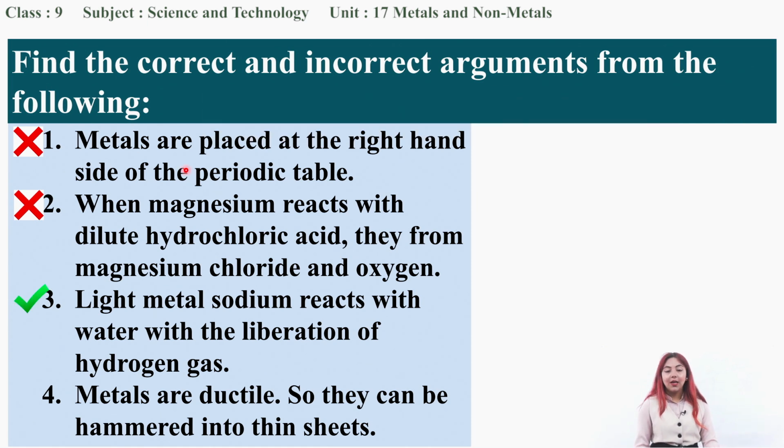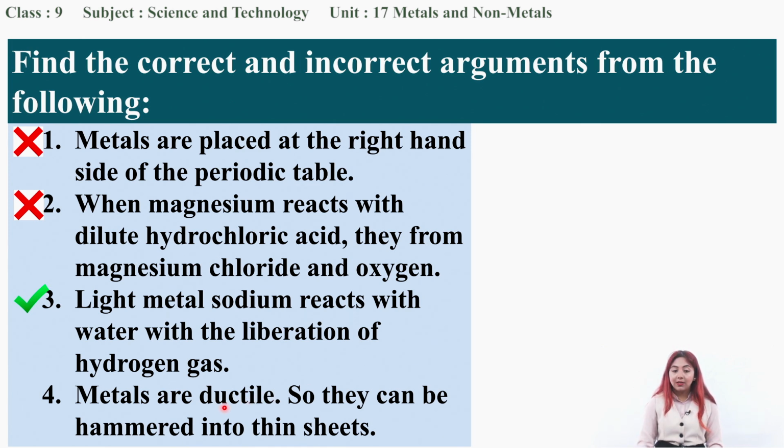Now the final argument. Metals are ductile, so they can be hammered into thin sheets. Is it true? No, it's not true. You might get confused because both these statements are correct. Metals are ductile. Yes, metals are ductile. And metals can be hammered into thin sheets. Yes, they can be hammered into thin sheets. But what is ductility? Ductility is that property of the metal where it can be stretched to form a thin wire. And malleability is the property in which we can hammer the metal to form a thin foil.